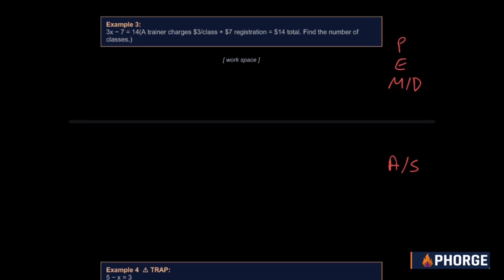Okay, so 3x minus 7 is equal to 14. So a trainer charges $3 per class plus a $7 registration fee is equal to $14 total. Find the number of classes. So let's go ahead and figure out how many classes this person took. Let's start off with writing it down here. 3x minus 7 is equal to 14.